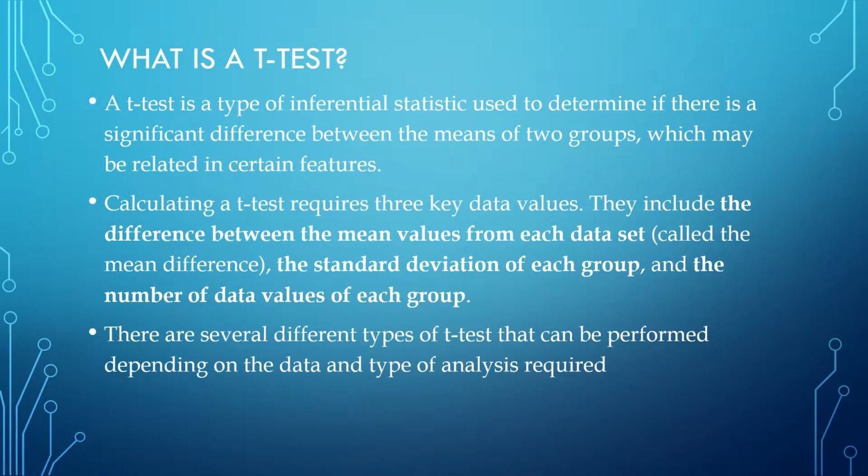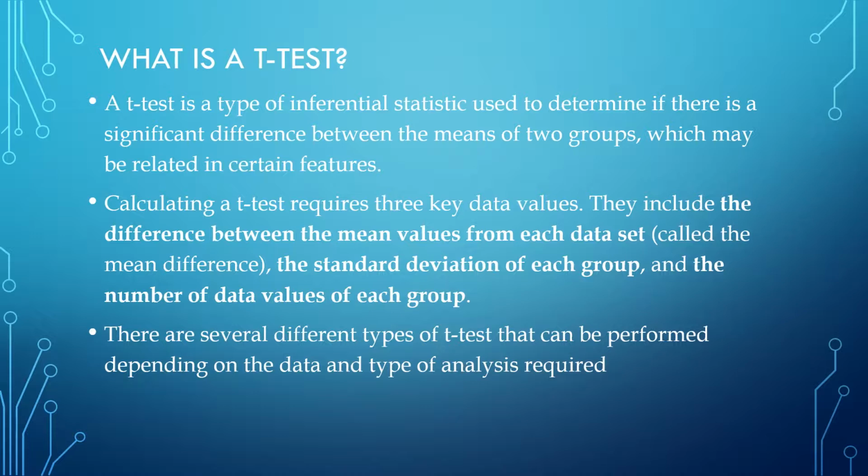What is a t-test? A t-test is a type of inferential statistic used to determine if there is a significant difference between the means of two groups, which may be related to certain features. Mean is just another name for average. To find the mean of a data set, you add all the numbers together and divide by the number of values in the set. The result is your mean.